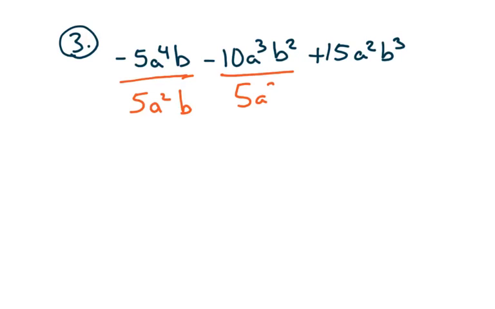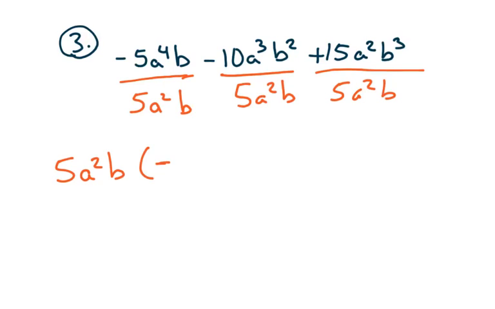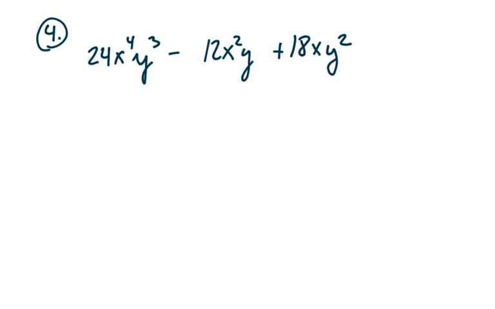Alright. Oh, I don't know why I put a plus there. Okay, so now we're just going to put 5a squared b off to the side, and what am I going to be left with? Negative 5 divided by 5 is 1. A to the 4th divided by a squared is a squared. 2a, and then plus 3. And there we have it. So hopefully that makes sense. On to the next one.